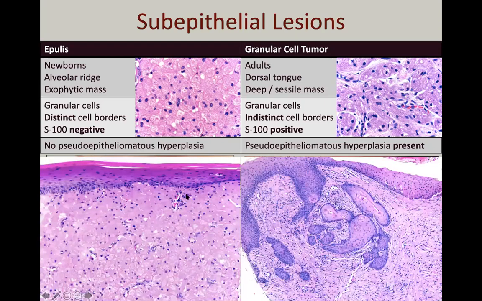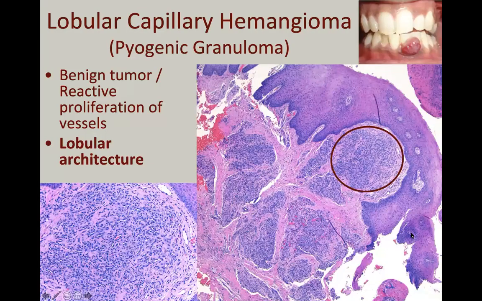And then the words I said here, pseudoepitheliomatous hyperplasia, what does that mean? Well, the epithelium overlying a granular cell tumor tends to be quite extensive, proliferative, and hyperplastic. That over an epulis is not. So two kind of interesting subepithelial tumors, either in children or adults.